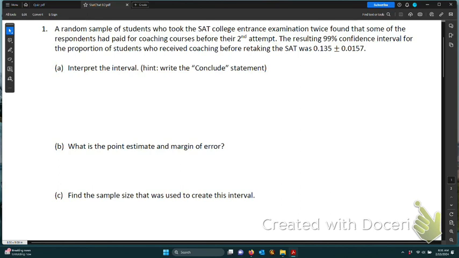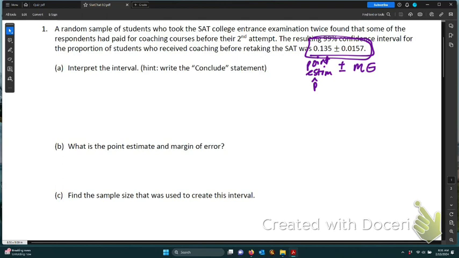So, you have a situation. This particular one is a 99% confidence interval for a proportion. And we have this particular interval's notation. Some of you guys are still struggling with that notation. It is the point estimate, plus or minus the margin of error, okay? If it is a proportion problem like this one, the point estimate is obviously the p hat, okay?